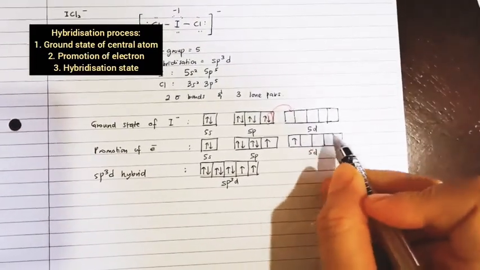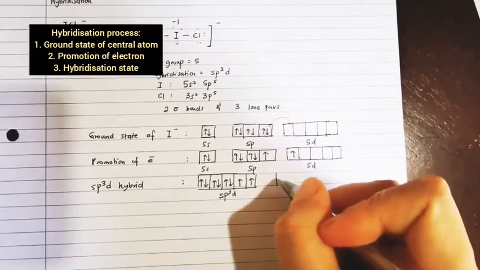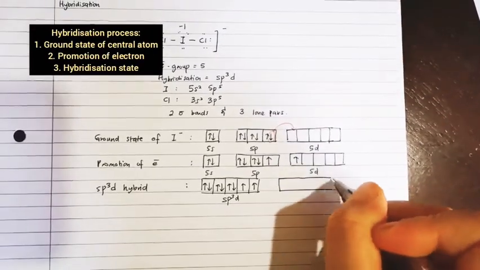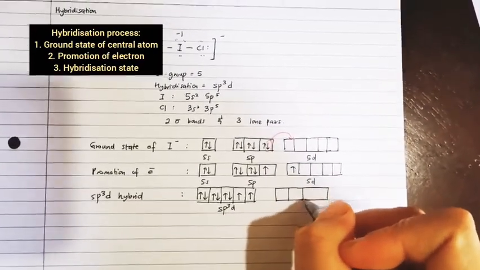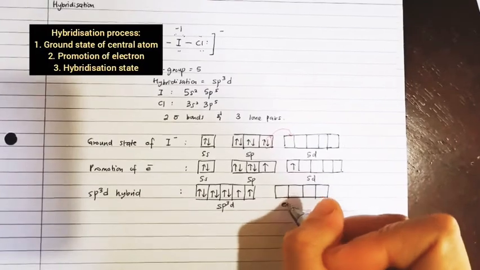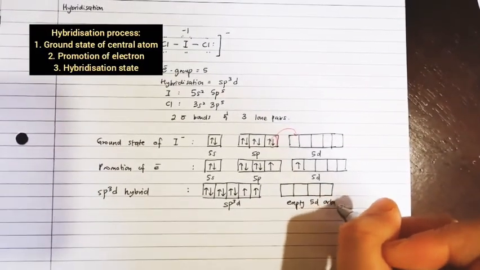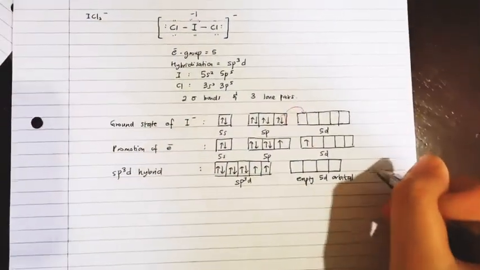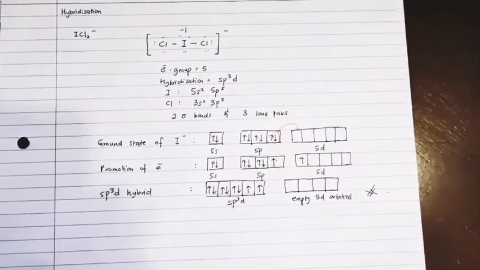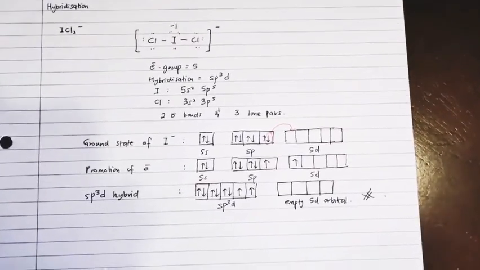We only use one 5d orbital here. So we have remaining 4 d orbitals. So we just write it. So left here is 4. And write it as empty 5d orbitals. Okay, so that finishes the hybridization process for ICl2 minus.